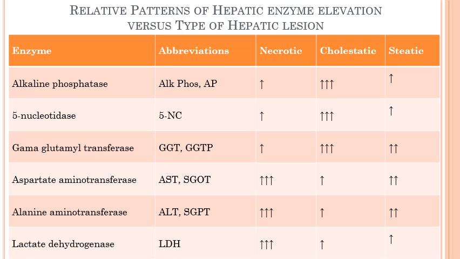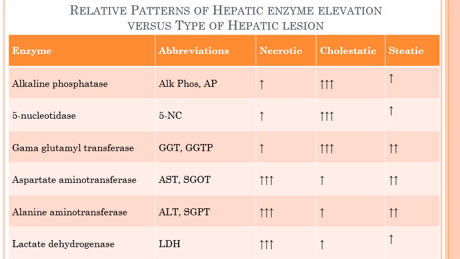About the aspartate aminotransferase, its normal levels are 5 to 40 units. Its level is very highly increased in necrosis, slightly increased in cholestasis, and moderately increased in the steatosis. About alanine aminotransferase, its normal levels are 7 to 56 units. Its levels are very highly increased in the necrosis, slightly increased in the cholestasis, and moderately increased in the steatosis.